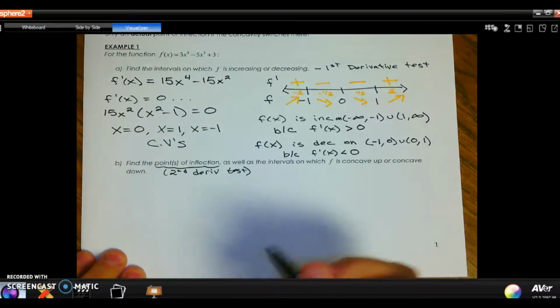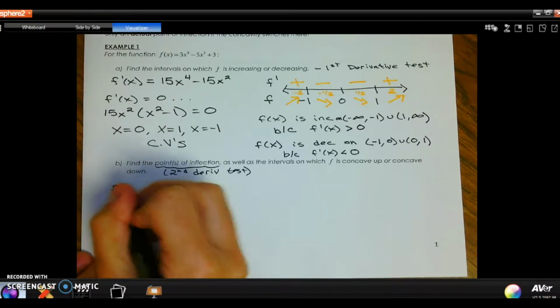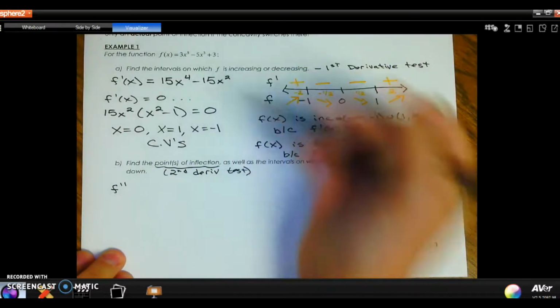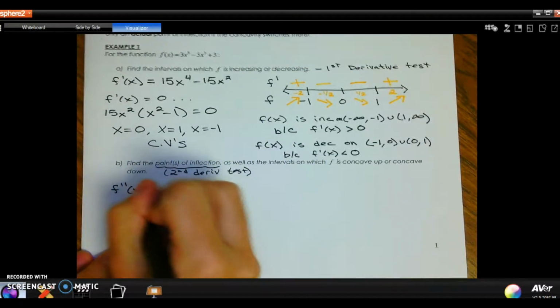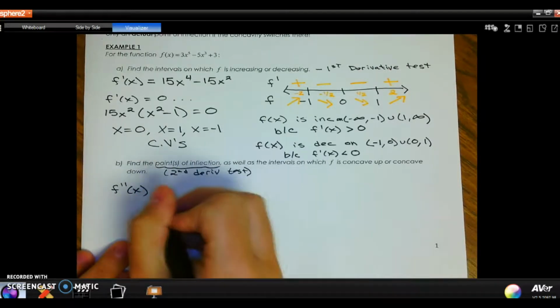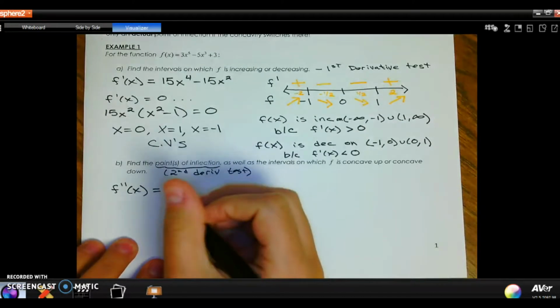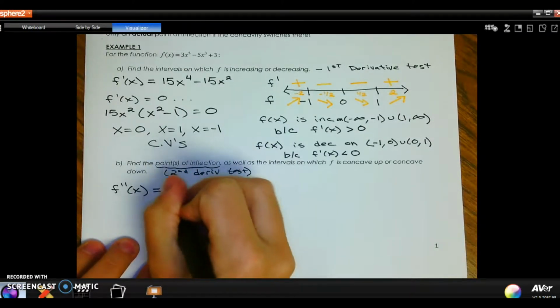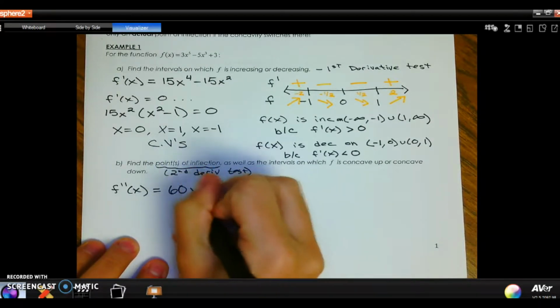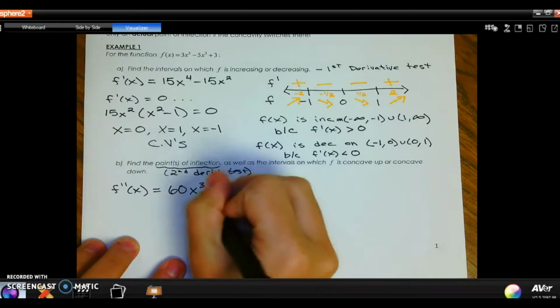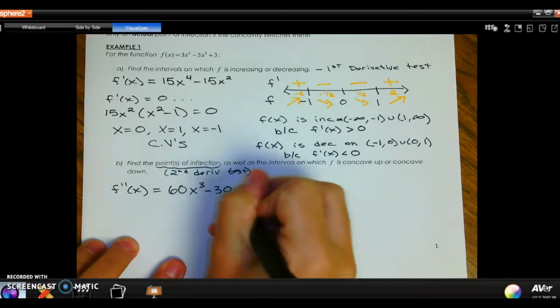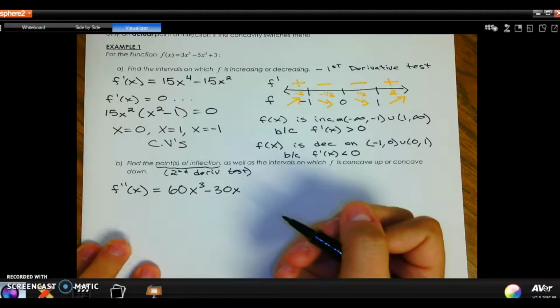Okay. So the second derivative test, as you can imagine, I have to take the derivative of the derivative, and we indicate that with the double prime there. So the derivative of this up here, 4 times 15, that's going to be 60x cubed, and then minus 30x. So there's my second derivative.